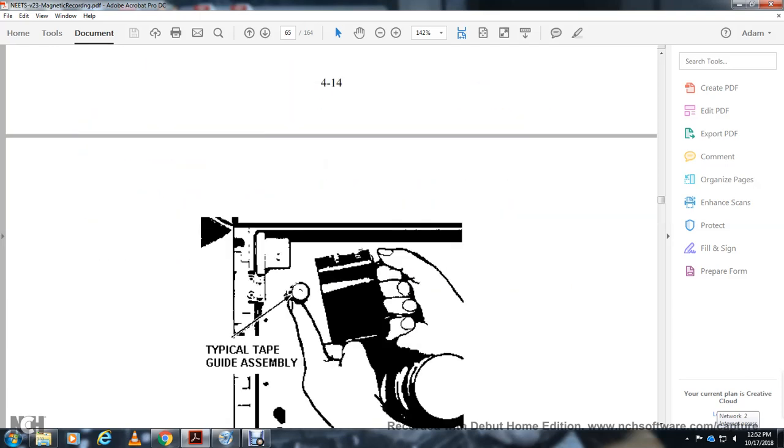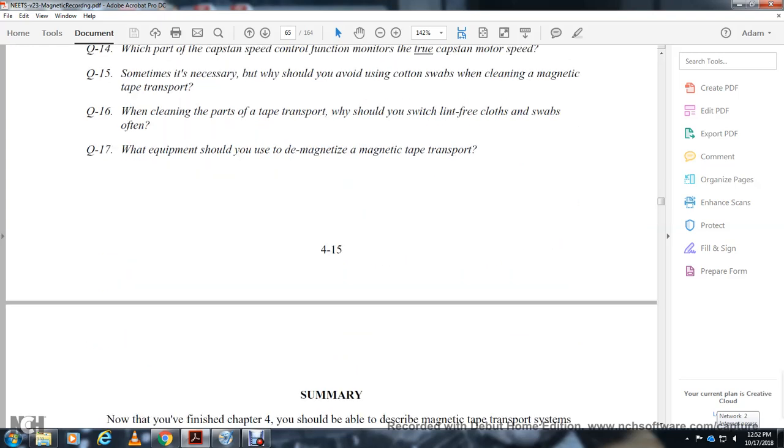Typical guide assembly. Chapter 4 summary.